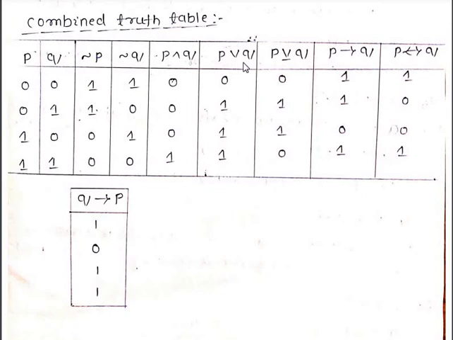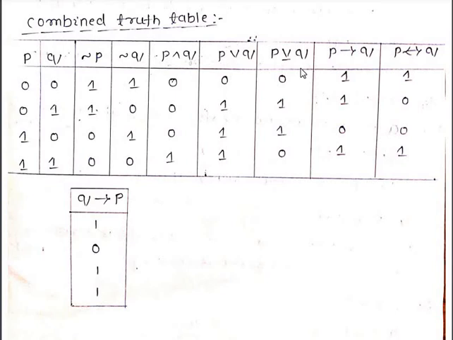P disjunction Q is nothing but: 0, 0 will give you 0. 0 or 1 will give you 1. It works like addition, right? So 1 plus 0 will give you 1. 1, 1, then also it will give you 1. If either one of the values is true, it will say it is true.